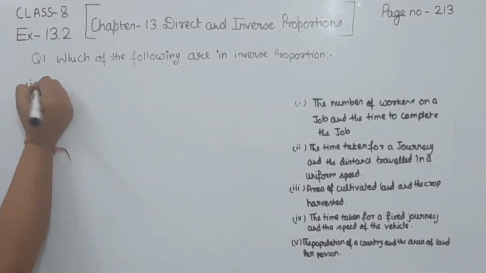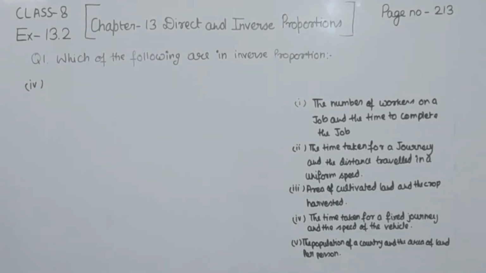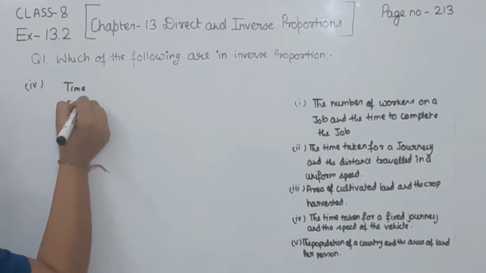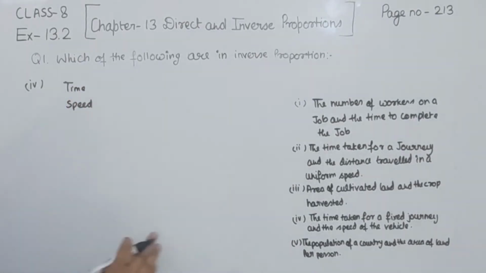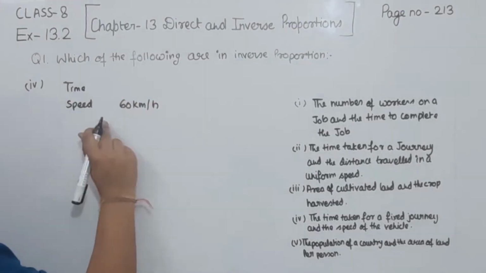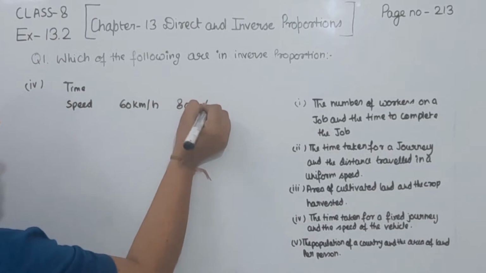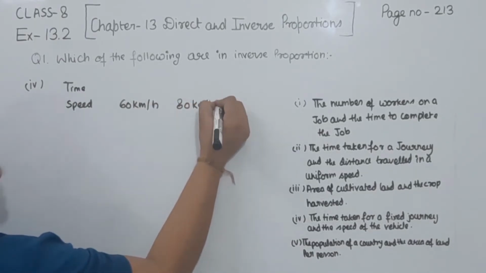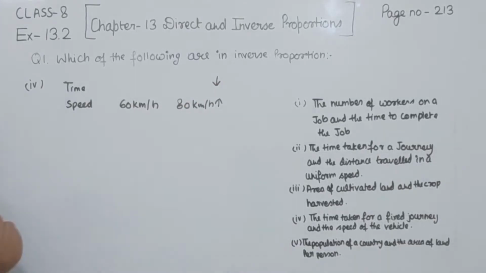In this one we are having the time taken for a fixed journey and the speed of the vehicle. So in this one the journey is fixed. So we are having the two factors here, the time and the speed. So we are going to write here the time and the speed. So if suppose we are having the speed as 60 kilometer per hour, this will increase to 80 kilometer per hour. So speed is increased, then the time will decrease. It will take less time.